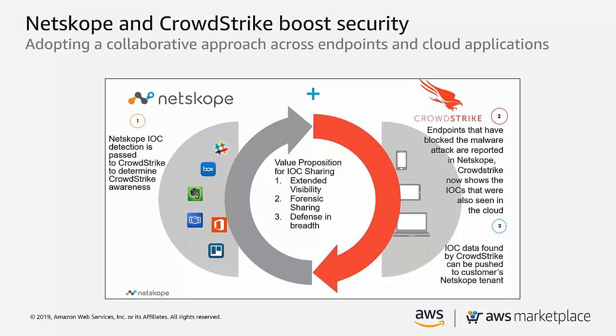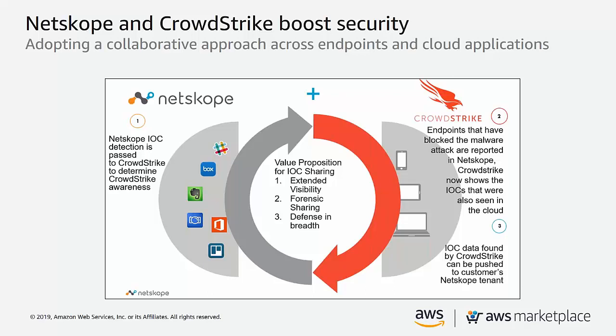It could be perhaps a SaaS application that hasn't really been configured correctly from a security standpoint. It could be a misconfigured IaaS instance. Maybe someone's dropped their keys into the application and they're not using instance profiles as an example. So Netskope and CrowdStrike have joined forces to enhance and complement each other's capabilities.